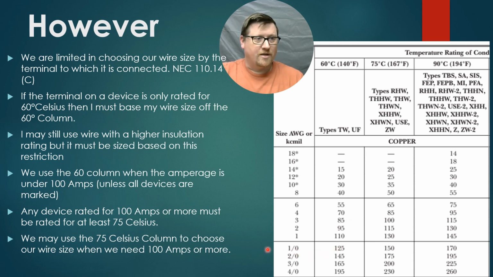Now, if it's over 100 amps, then I can use the 75-degree column, because if it's over 100 amps, there is a requirement that those terminals be rated for 75 degrees. Anytime the load is over 100 amps, there is a requirement for UL to list those devices with 75-degree terminals to handle that extra amperage. And so I get to use the 75-degree column on any load that is over 100 amps. And so that's going to help us out a little bit when we get to it.